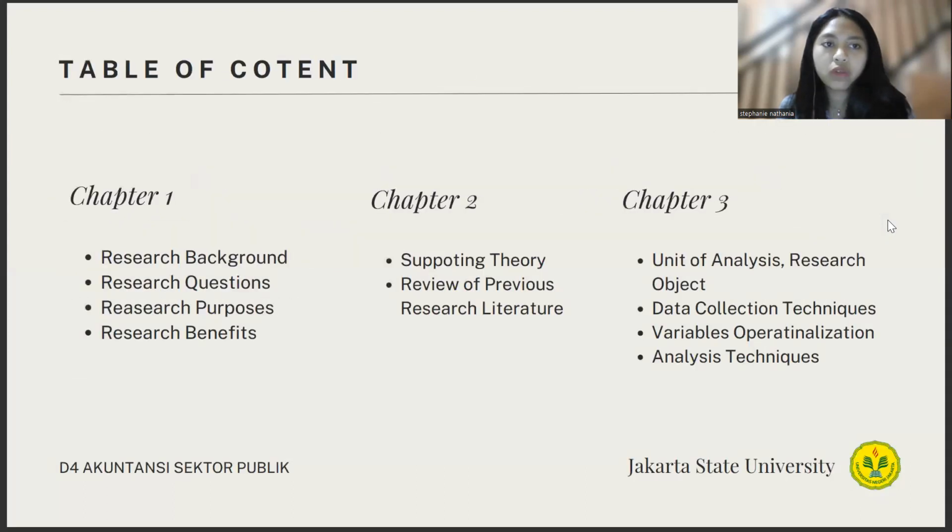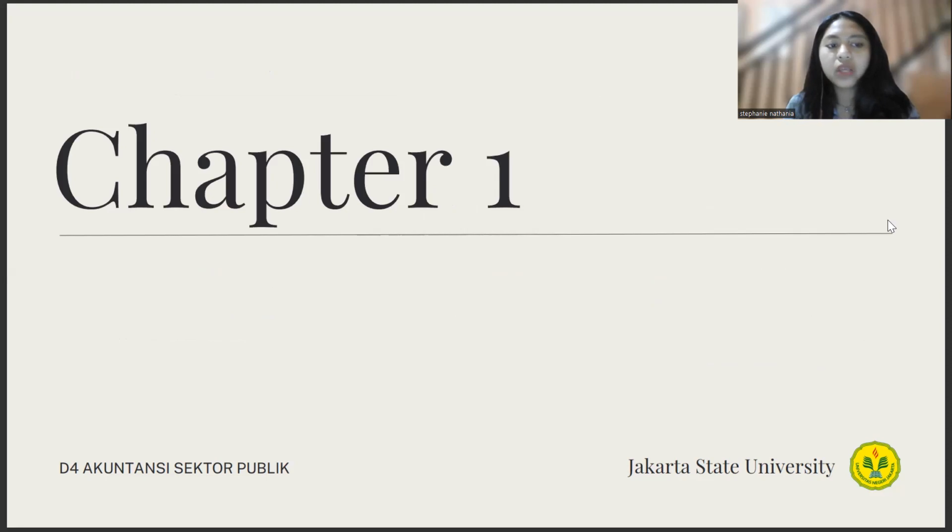So this is the table of contents. First, chapter 1. At chapter 1, I will talk about the research background, research questions, research purpose, and research benefits. And for chapter 2, I will talk about the supporting theory, and then the review of previous research literature. And then for chapter 3, I will talk about the unit of analysis, research objects, data collection technique, variables, operationalizations, and analysis technique.